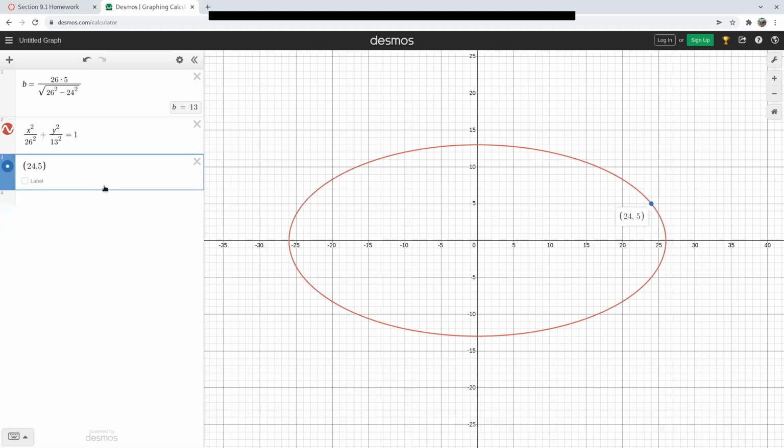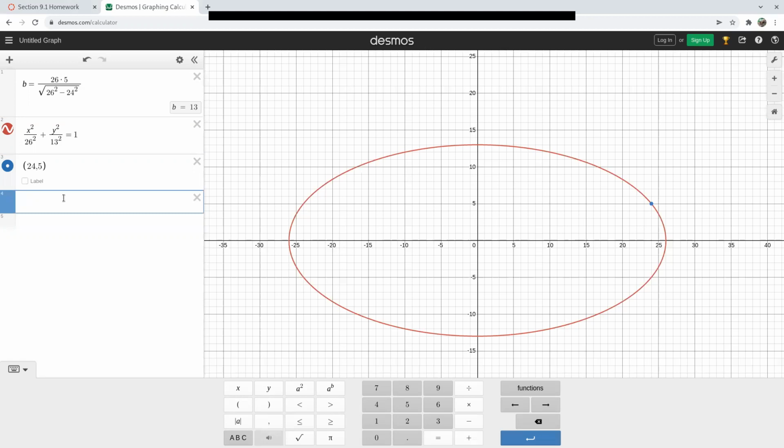And again, now it looks like it's on the ellipse, but the only way to really check is to actually plug in 24 for x and 5 for y and see if we get 1, which we can easily do. So 24 squared over 26 squared, if we add that to 5 squared over 13 squared, we should get exactly 1, which we do. Nailed it. Definitely worth drawing a picture to kind of double check too. Computer draws a great picture.